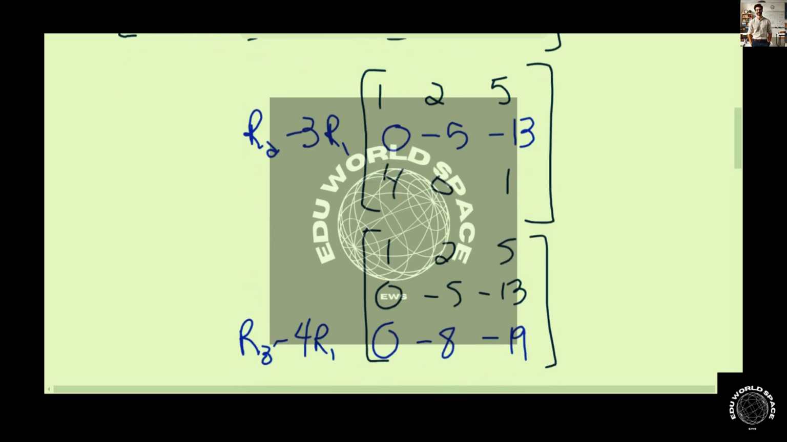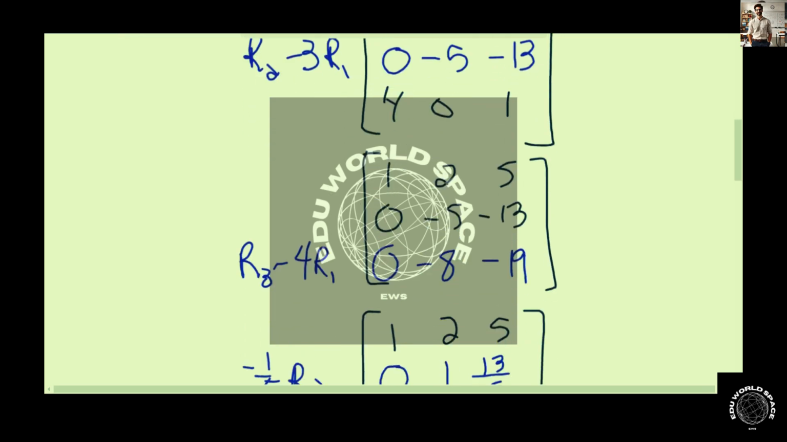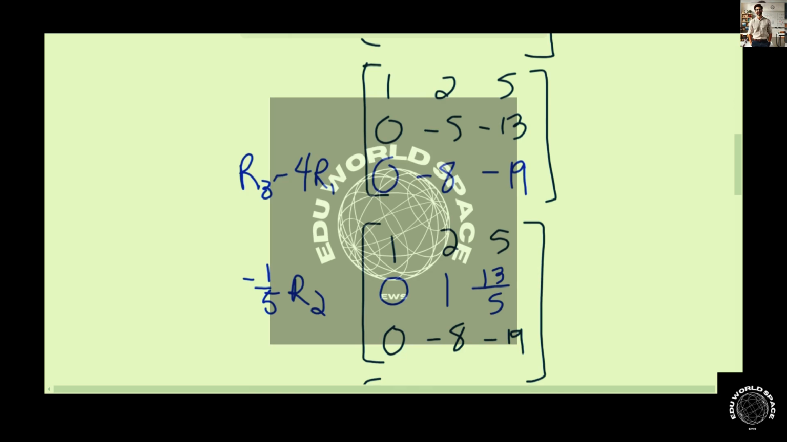Okay, so we got a 0. We can get a 0 here underneath by taking row 3 and subtracting 4 times row 1. Then we get 4 minus 4, which is 0, 0 minus 8, which is negative 8, 1 minus 20, which is negative 19.